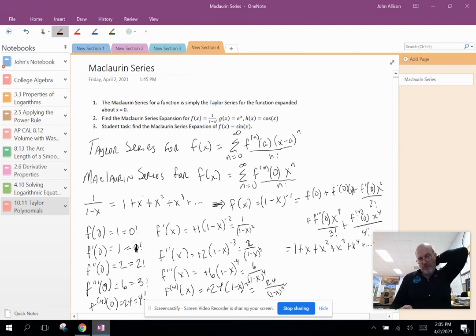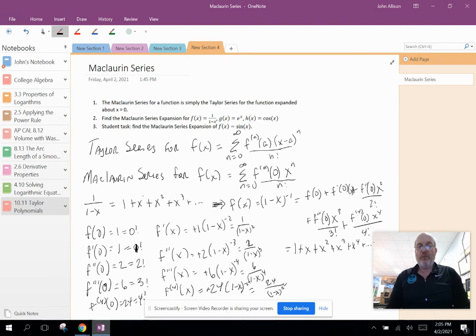So we use the Maclaurin series there to show what we already knew from division when we first encountered the geometric series, that 1 over 1 minus x is equal to the infinite series 1 plus x plus x squared plus x cubed plus x to the 4th, dot, dot, dot. That's pretty cool. Pretty cool.